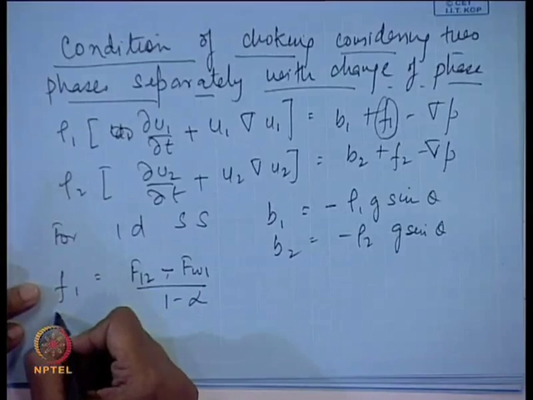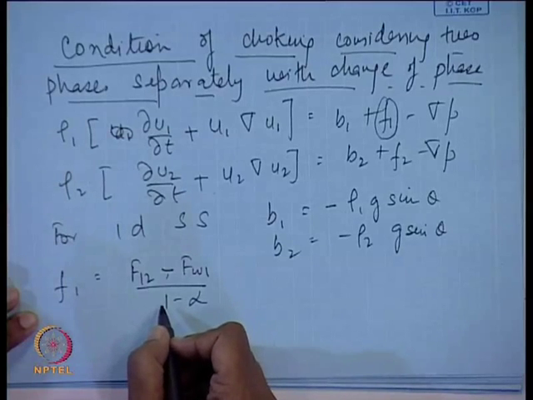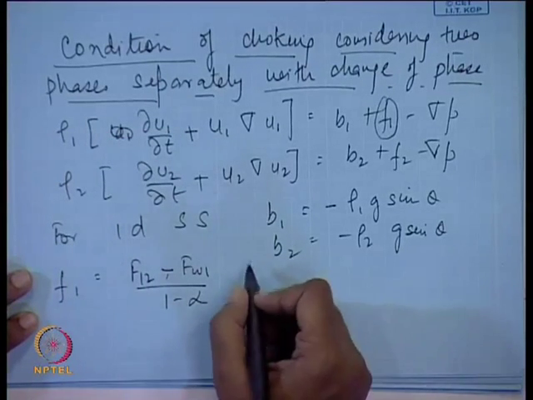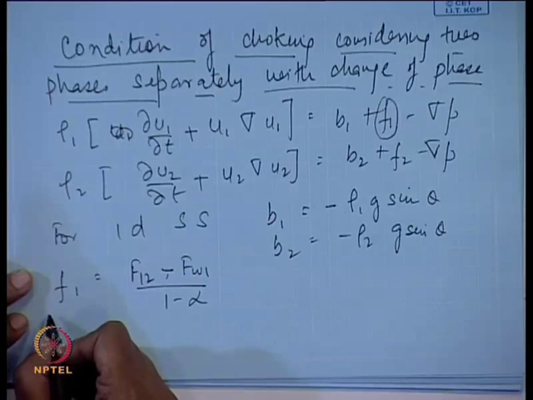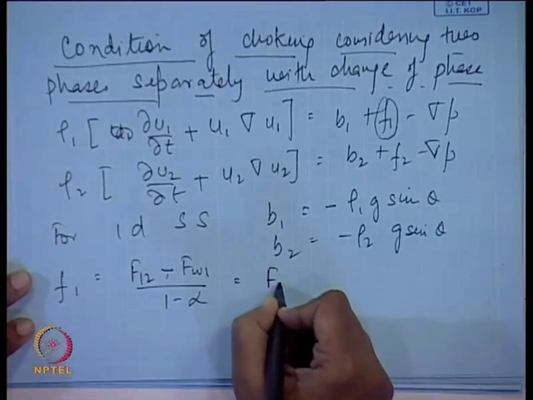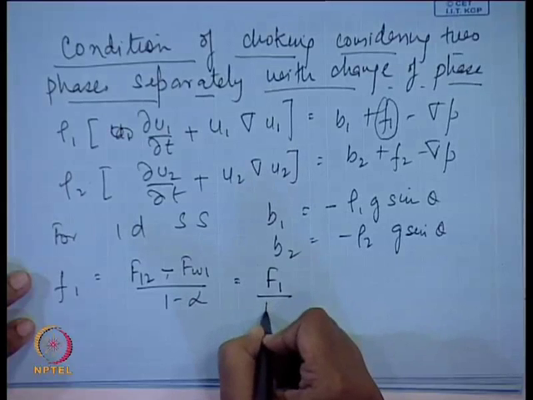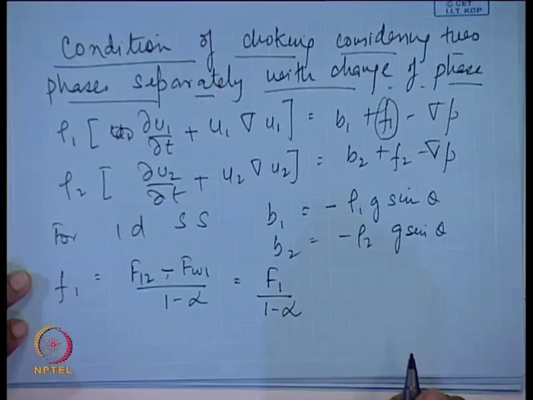Now, we have a unit volume of the two fluid mixture. Out of this, how much of fluid 1 is there? Alpha amount is fluid 1, 1 minus alpha amount is fluid 2. So, if the effective force per unit volume of fluid 1 is F 1, then per unit volume of the total two phase mixture, what will it be? It will be F 1 by 1 minus alpha, is it not? So, per unit volume of the two fluid mixture it was taken as capital F 1, where this one was F 1 by 1 minus alpha.